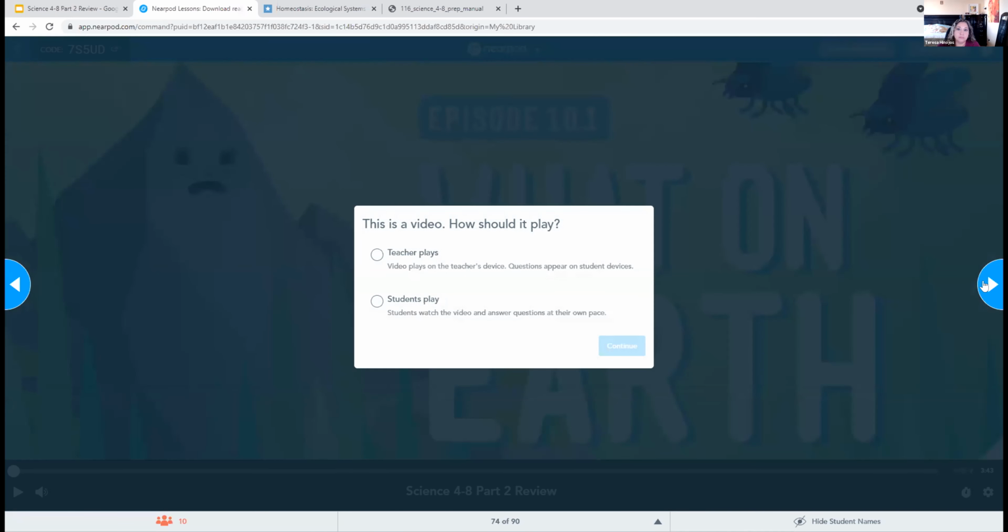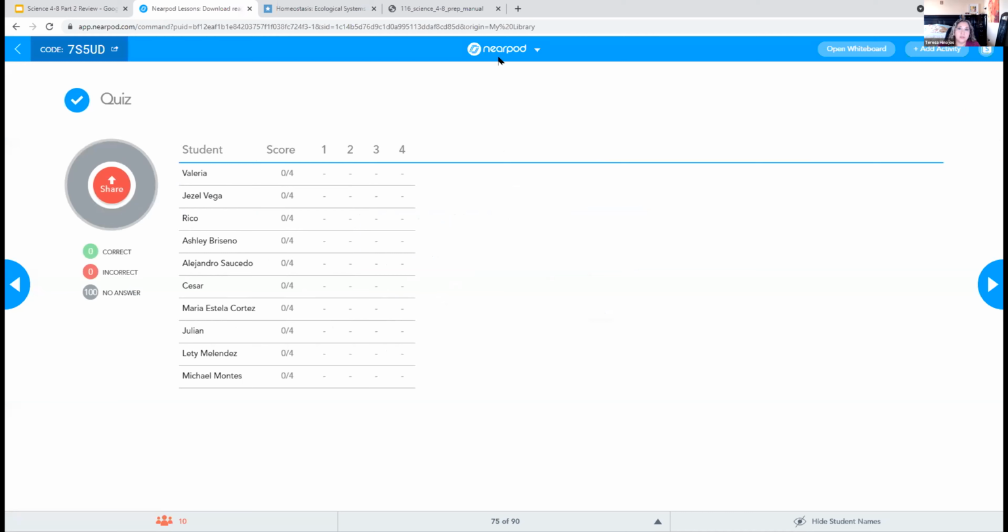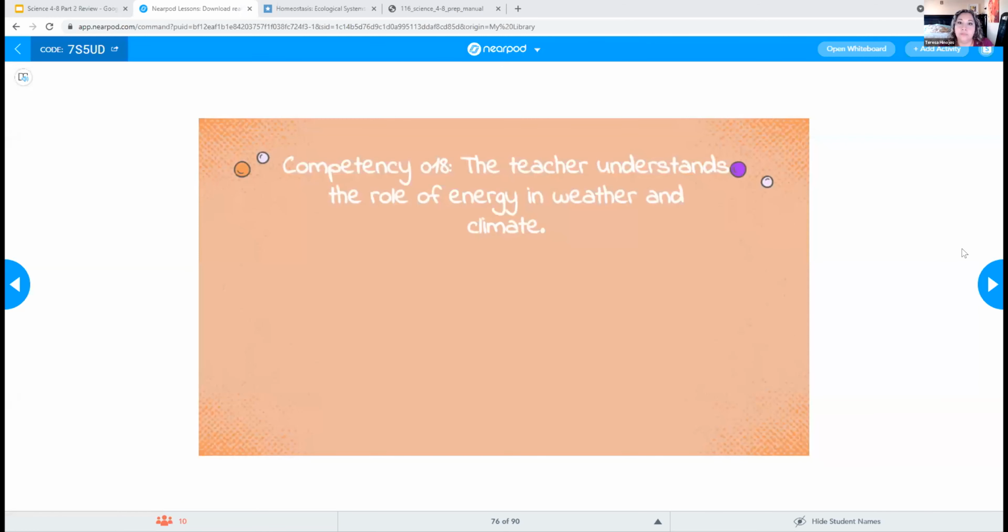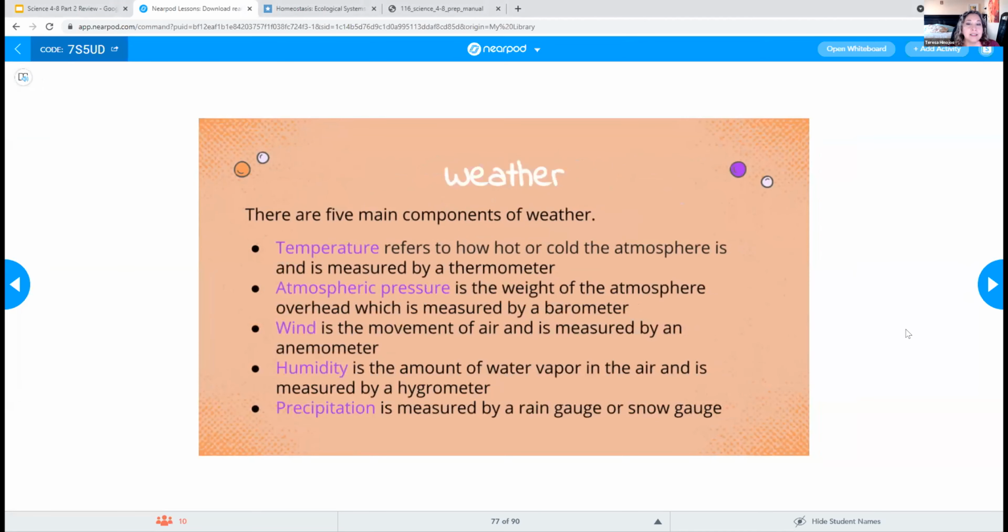All right, so let's go ahead and try these ones. Okay, so this next one has to do with weather and climate. And I think these last couple ones, 19 and 20, are pretty simple.